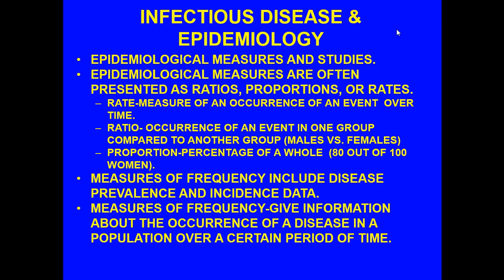You have to think about this in the perspective of how the cases are being identified, not only in time, but also are there any other factors? In other words, are all these people coming from a school or from a nursing home or from another area that is open, either open spaced or closed space? You see, the measures of frequency have to include disease prevalence and incidence data. Measures of frequency give you the information about the occurrence of a disease in the population over a certain period of time.